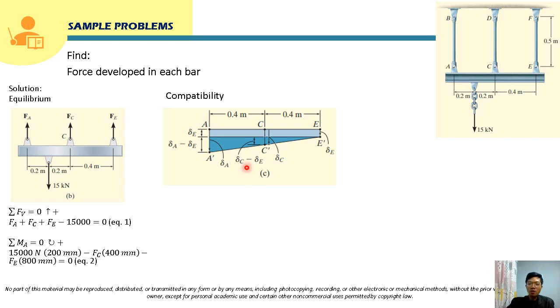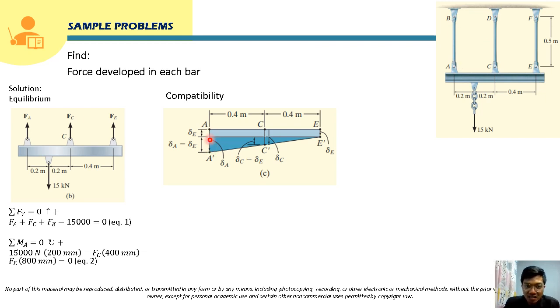Okay? So class, from here we can use proportion from this triangle. Again, this displacement is the deformation of bar EF, so this is delta E. Projecting this delta E, just for us to have this triangle, this is delta E here. From this point to this point, this is displacement A, or the delta A, the deformation of bar AB, from A to A prime.